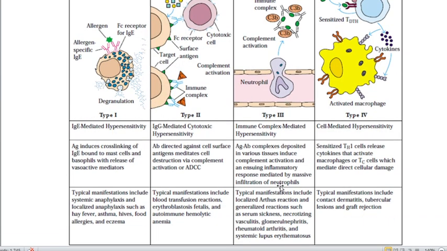Even though you can't refer to everything, at least study the table or column. Type 1 is mediated by IgE, type 2 is mediated by IgG, type 3 is mediated by immune complex, and type 4 is called cell mediated. The typical manifestations of type 1 include anaphylactic reactions like hay fever, asthma, hives, food allergies, and eczema. For type 2, they include blood transfusion reactions, erythroblastosis fetalis, and autoimmune hemolytic anemia. For type 3, they include Arthus reactions, serum sickness, necrosis, vasculitis, glomerulonephritis, rheumatoid arthritis, and systemic lupus erythematosus. And for type 4, contact dermatitis, tuberculin lesions, and graft rejection come under type 4.